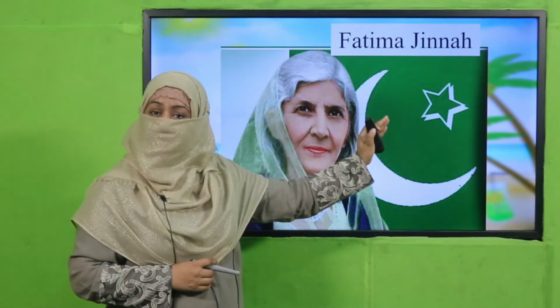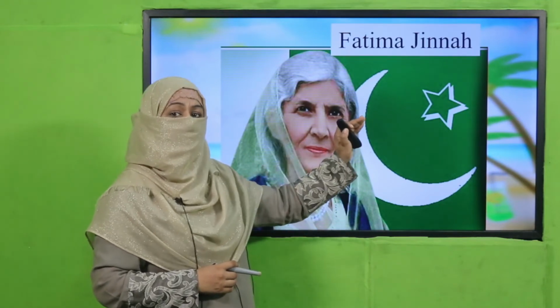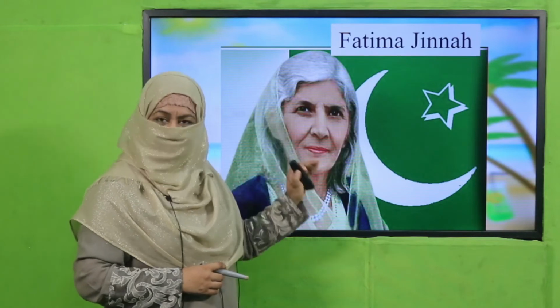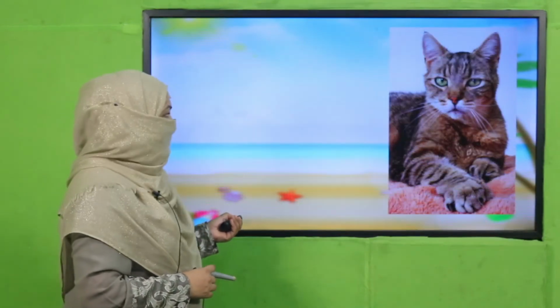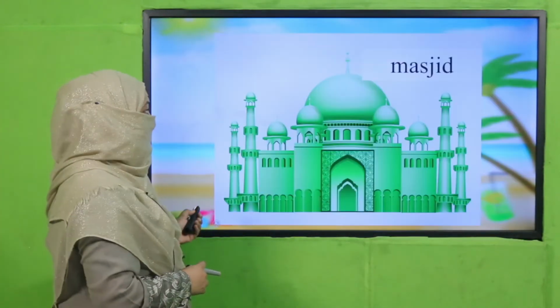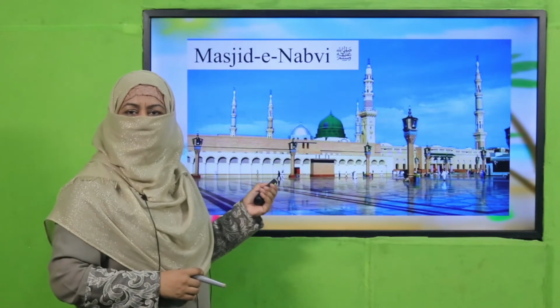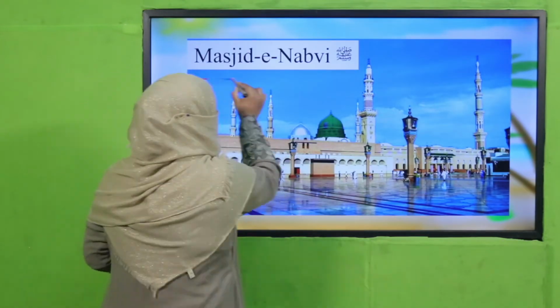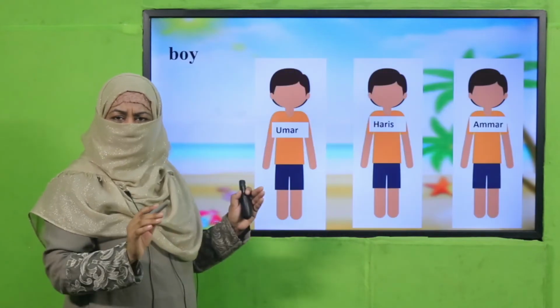Now, when I say Fatima Jinnah, this is a naming word for person. And what type of naming word is it? It is a particular name. Good. Again, cat and Tom, common and particular. Masjid, common naming word for place. Masjid-e-Nabawi sallallahu alayhi wa sallam, particular name for place. Are you clear with the concept?